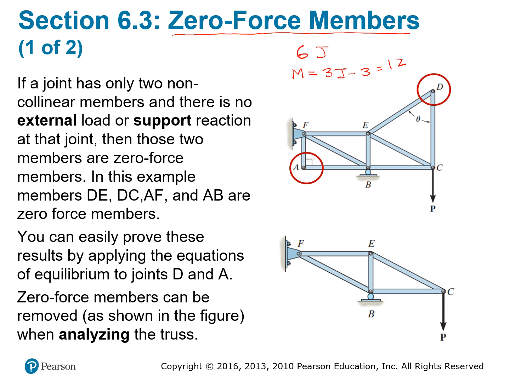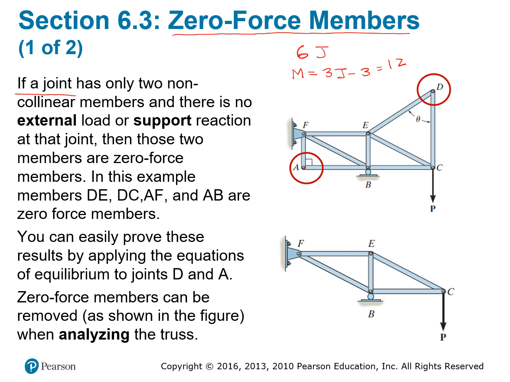So this is one way that we can simplify this calculation: if you can identify some members that don't carry any force, then the force itself is going to be 0, and you can save a lot of time. And how do we define the zero force member? Let's look at what this definition is.